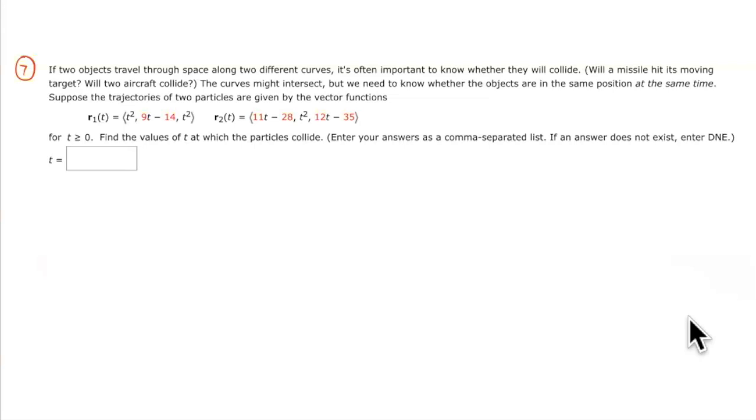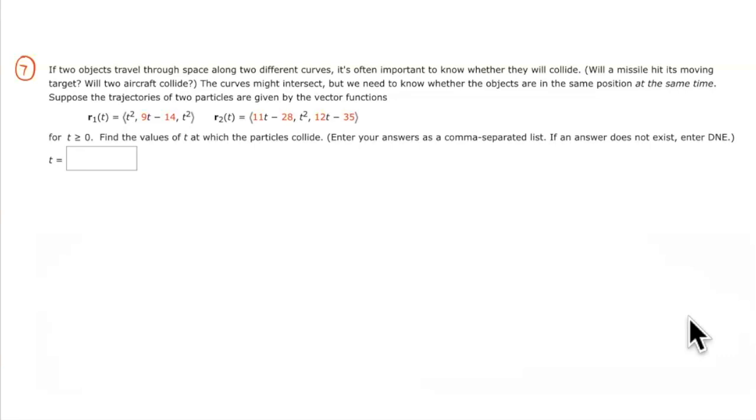What about Alex? If two objects travel through space along two different curves, it's often important to know whether they can collide. The curves might intersect, so we need to know whether the objects are in the same position at the same time. Suppose the trajectories of two particles are given by the vector functions. Particle 1 is r1(t) = (t squared, 9t minus 14, t squared), and particle 2 is r2(t) = (11t minus 28, 12t minus 35, t squared), for t greater than or equal to 0. Find the values of t at which the particles collide.